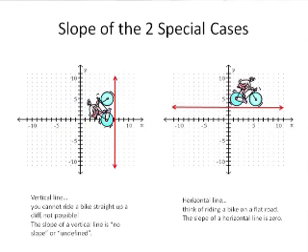Here are our special cases. Can you ride a bicycle straight up a cliff? Obviously, this is not possible. Associate this situation with no slope or undefined slope. What about a horizontal line or a flat road? This is possible. Associate this with a slope of 0.